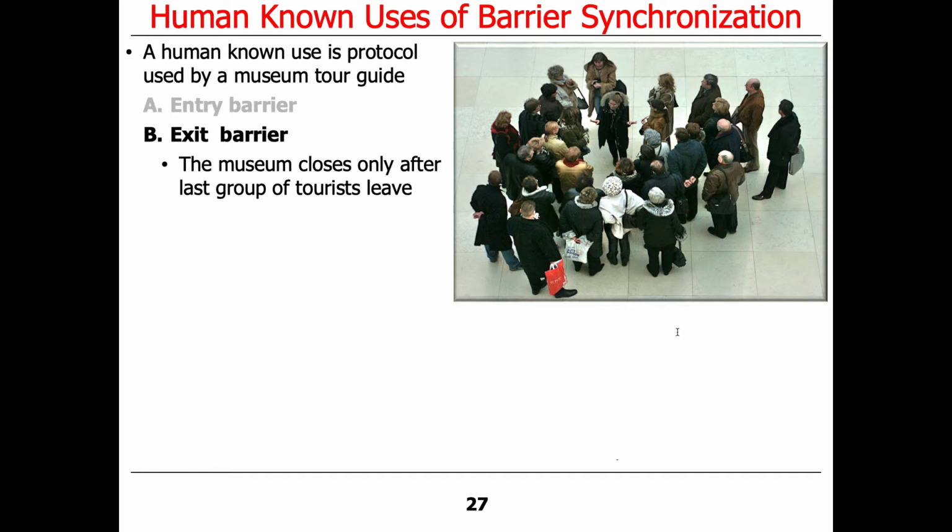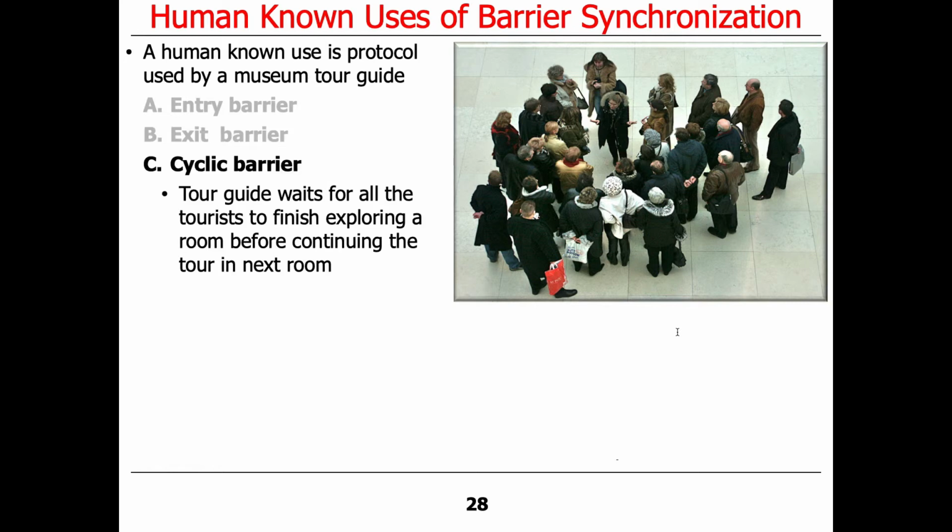From the point of view of an exit barrier, the museum may have a policy that it only closes, shuts down, turns off the lights, turns off the power, turns off the heating, whatever, after the last group of tourists leave. So as long as there's still tourists in the museum, they can't shut the museum down. So that's an example of an exit barrier. And the tour guide might also be responsible for doing that as well. When the last group leaves, the tour guide turns things off. You wouldn't want to have a situation where people got trapped in the museum after the doors were locked, after the lights were turned off, or the electricity or the heating and cooling was turned off.